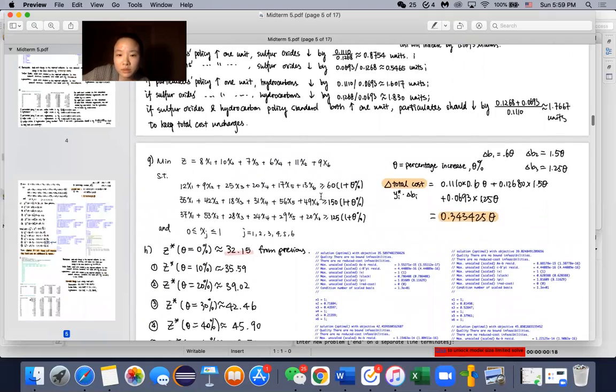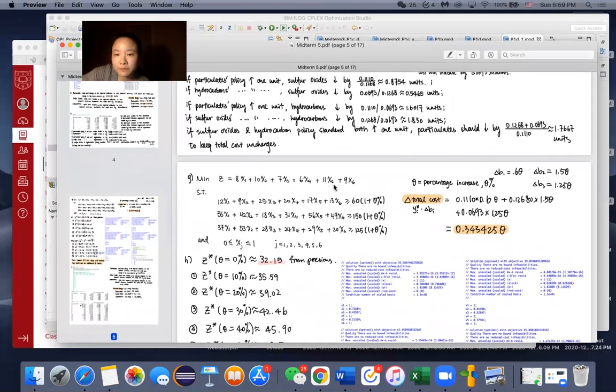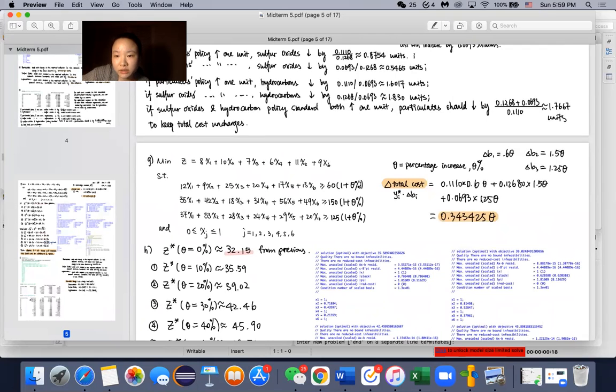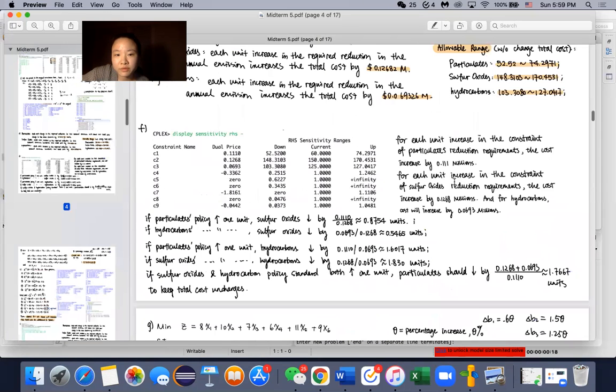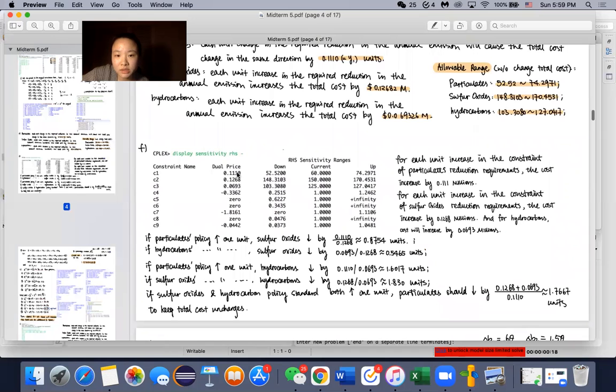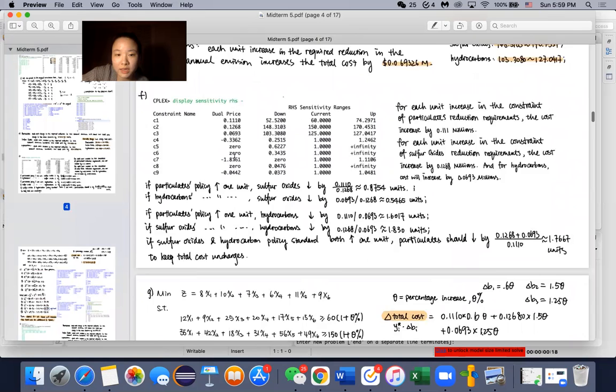Question G asks if the requirements go up by a percentage increase, what will be the total cost in terms of theta? This is how I got the answer. The y value is obtained from previous, the sensitivity analysis of H at the right hand side.